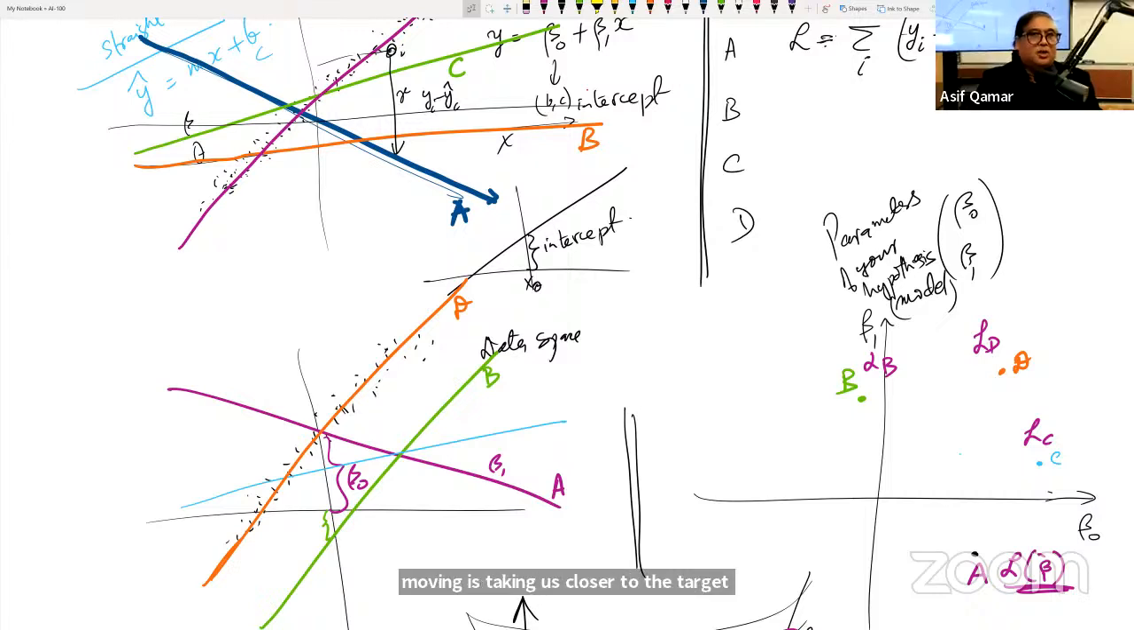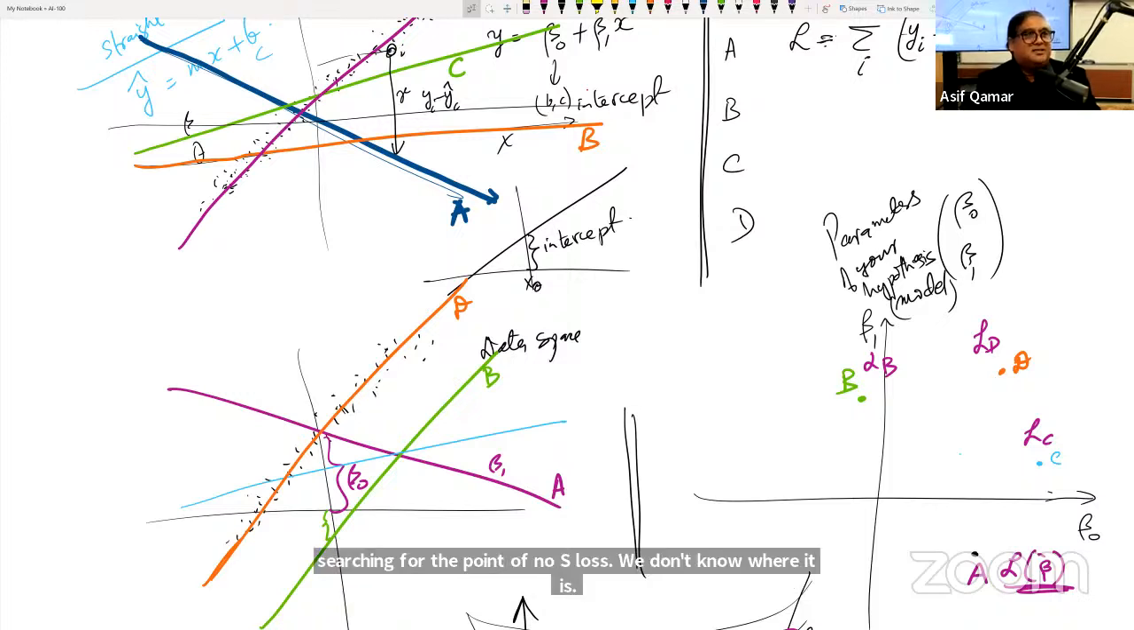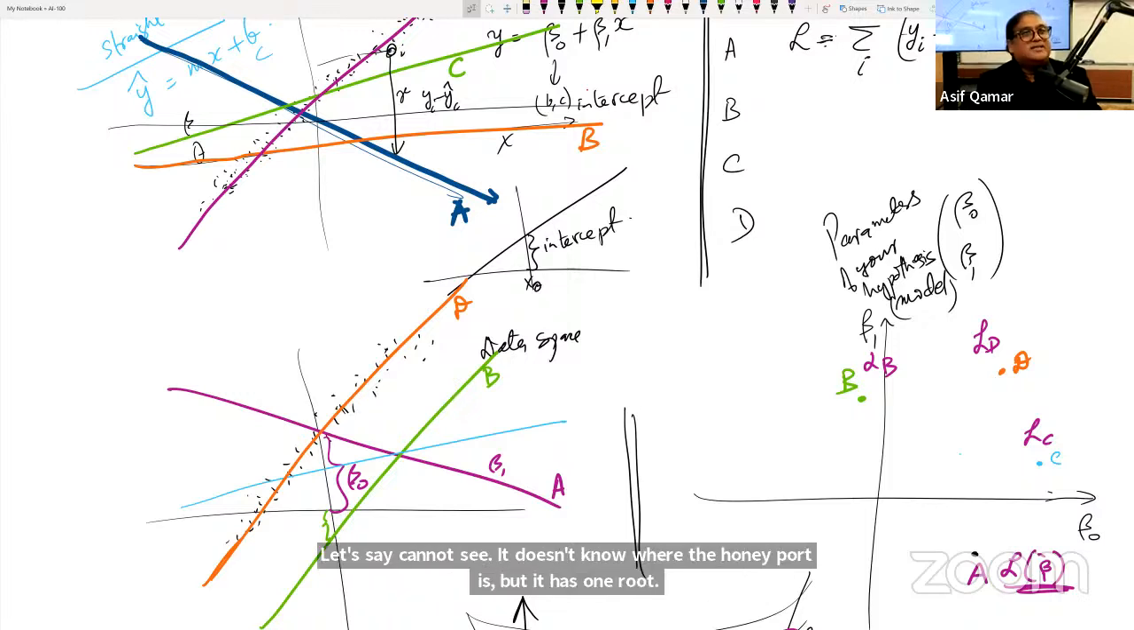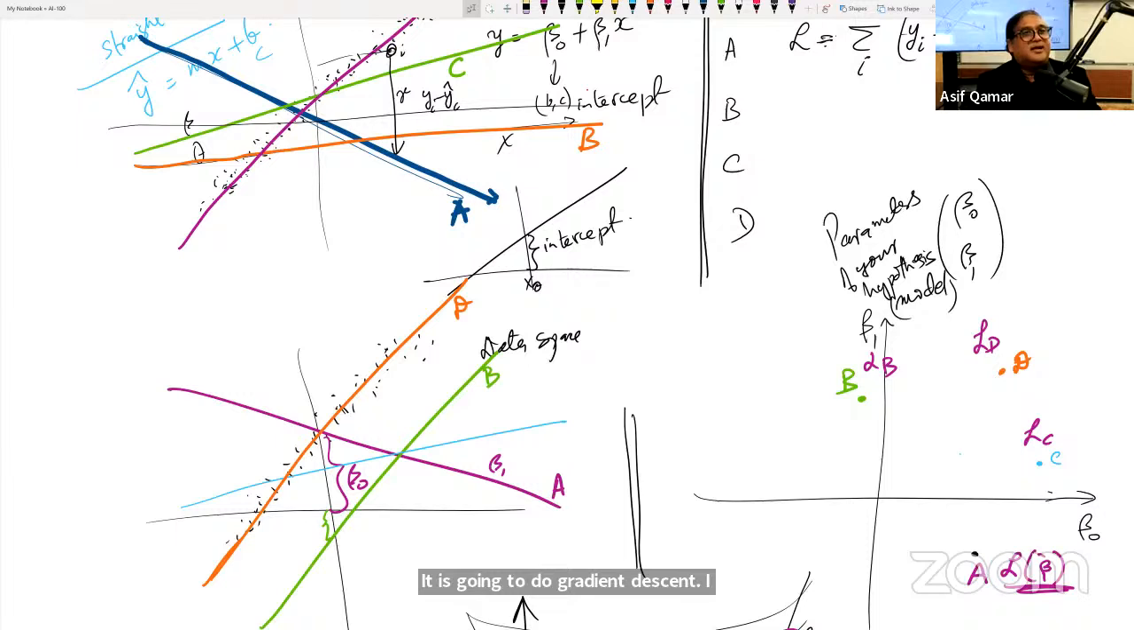See, let's relate it to machine learning. We know that our solution is always the point of lowest loss. So the honeypot was a mental construct just to say we are searching for the point of lowest loss. We don't know where it is, just as an ant cannot see. It doesn't know where the honeypot is, but it has one rule. It is going to do gradient descent. And so long as it does gradient descent, it is guaranteed to end up at the point of lowest loss.